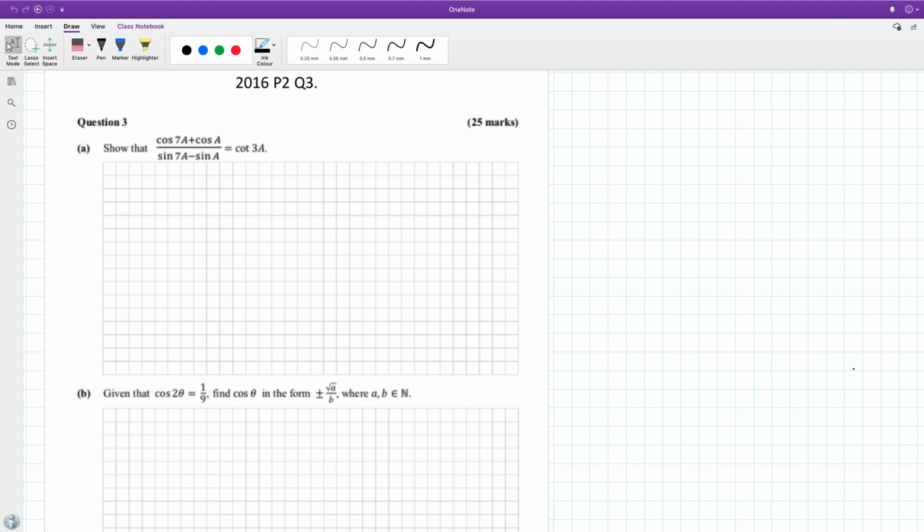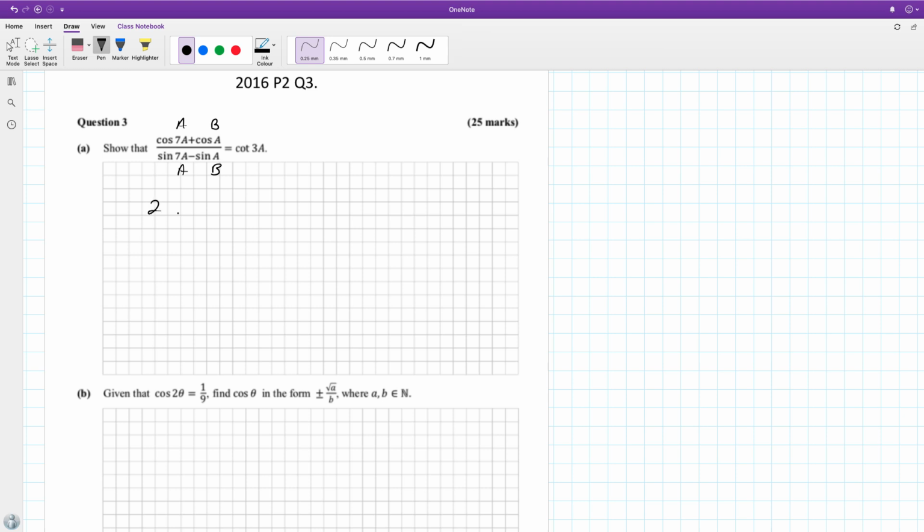Right, I think we're all okay on the first bit, so let's have a little look at the first bit to make sure we're all okay. So, show that cos of 7a plus the cos of a divided by the sine of 7a minus the sine of a is equal to cot of 3a. This is the page 15 cos a plus cos b rule. So, this is my a, this is my b.